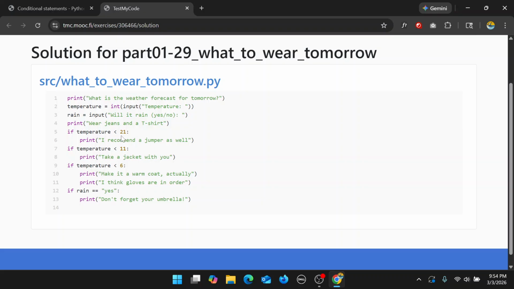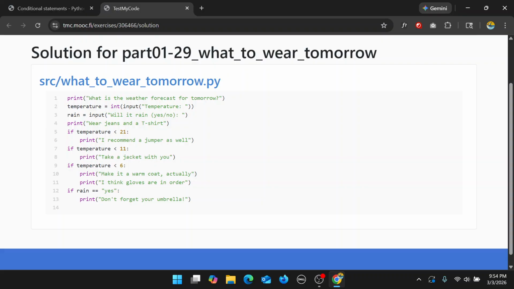So they didn't do less than or equal to, they just did less than 21. I recommend a jumper as well. And they did do this, so just by default, we wear jeans and a t-shirt. And if it's raining, don't forget your umbrella. And then they just check below 21, below 11, and below 6. So they did one digit over, so it accounts for 20, but we did less than or equal to 20, so it also accounts. So it's inclusive of 20.